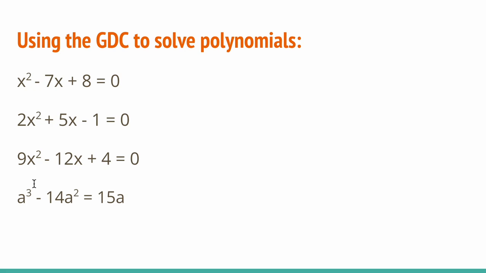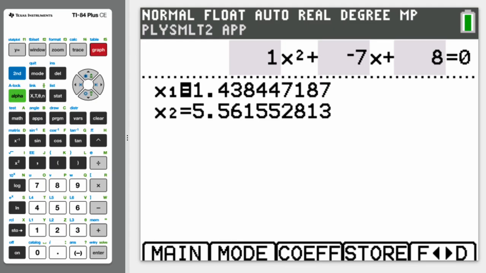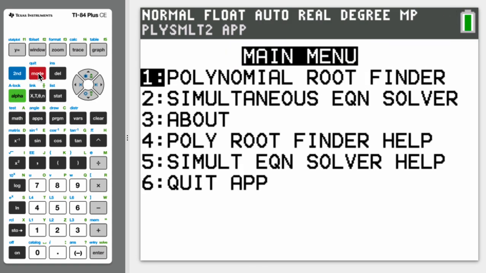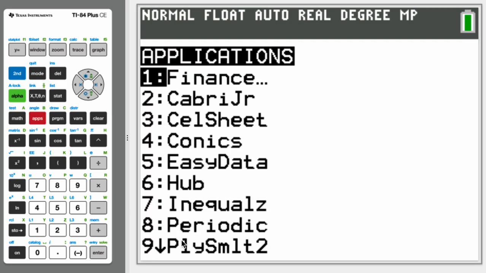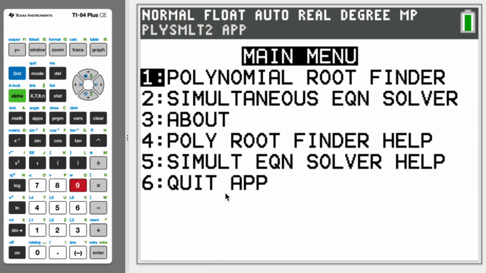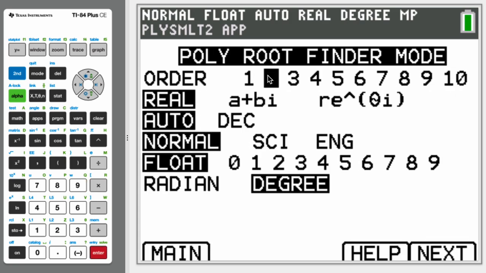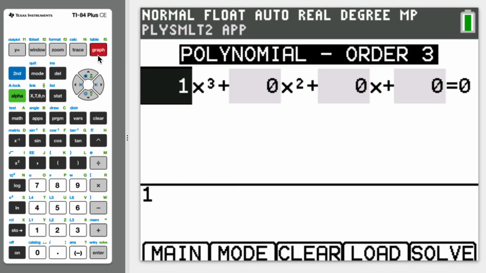If I go to the second one here, or the last one, I have a cubic. We can look at what a cubic would look like. So again, I'm going to come out of that, quit, and out of it. So I go apps, and then polynomial 2, polynomial root finder, and this time I want order 3 because I have a cubic. And again, I can go down and then I'm going to click next.